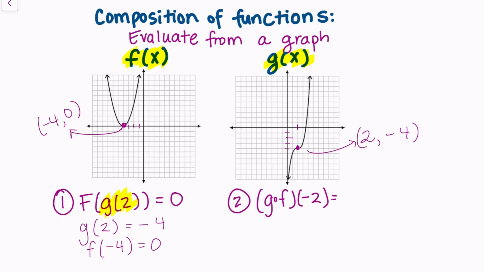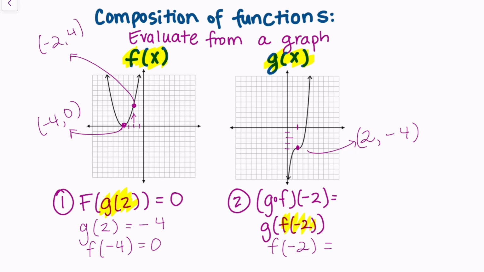All right, the next one, I have g of f of negative 2, and I prefer to write it like this, g of f of negative 2. Whatever is second is the inner function, so I'm going to find that first. So I'm going to find f of negative 2 first because that's the inside. I'm going to go to negative 2 on the x-axis, and I'm going to find that point. That point is negative 2, 4, it appears. 1, 2, 3, 4, yep. And so then that value is positive 4.